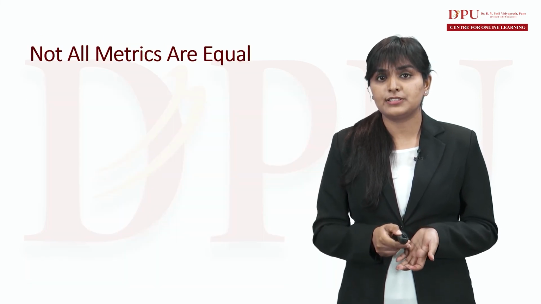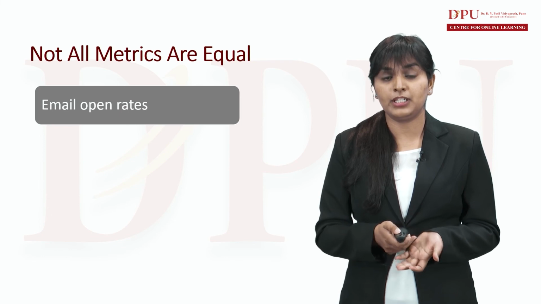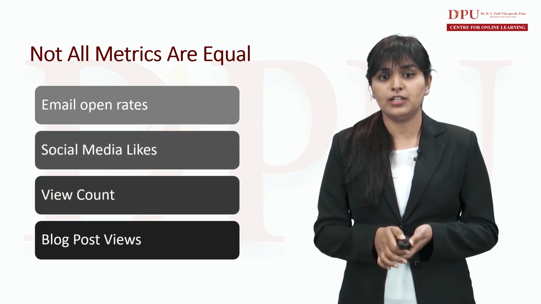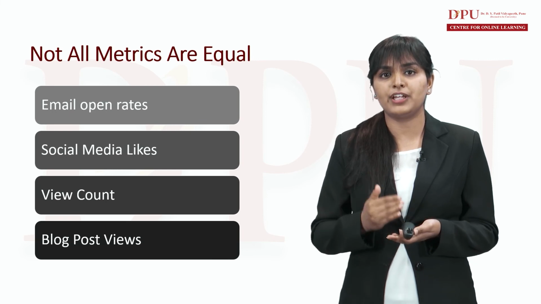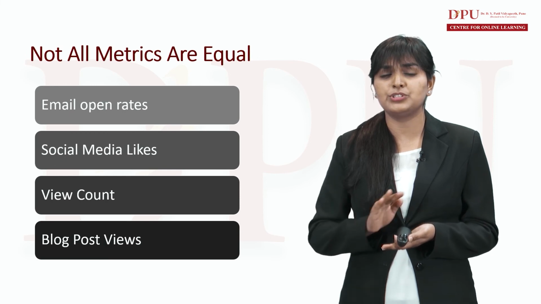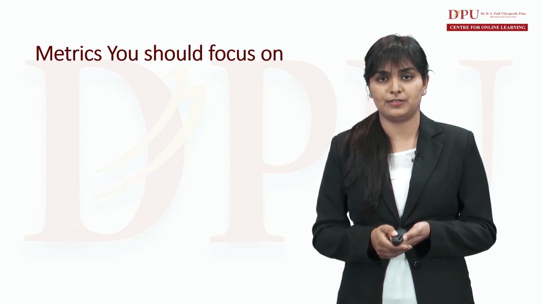Not all metrics are equal, like email open rates, social media likes, view counts, blog post views. These all vary from each other. They do not align because there are multiple avenues and they are all dynamic from each other.